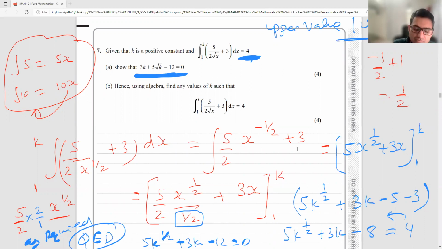5k to the power half is the same as 5 root k, right? Now, can someone recap for us up to here what we have done, and then we take it from there? Go on, who can recap for us? Go on, guys. Any volunteers?